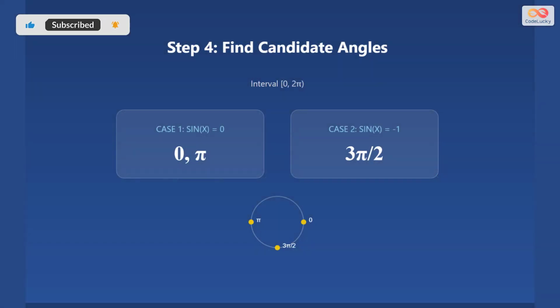Let's find the angles that satisfy these conditions on the unit circle. For sine of x equals 0, our angles are 0 and pi. For sine of x equals negative 1, our angle is 3 pi over 2. So we have three candidates: 0, pi, and 3 pi over 2.